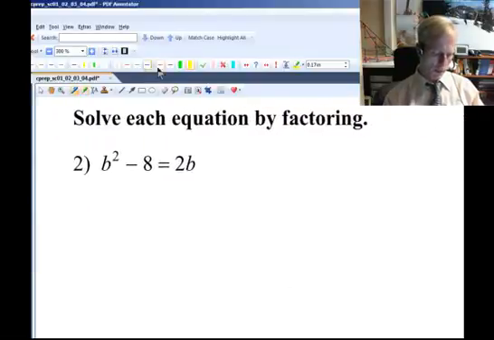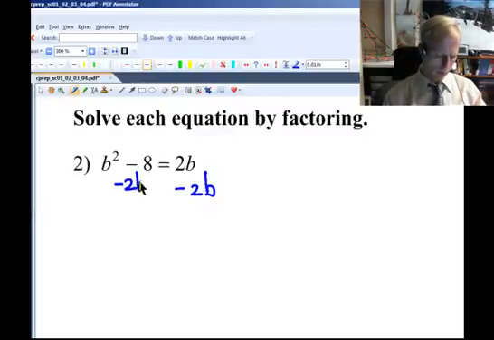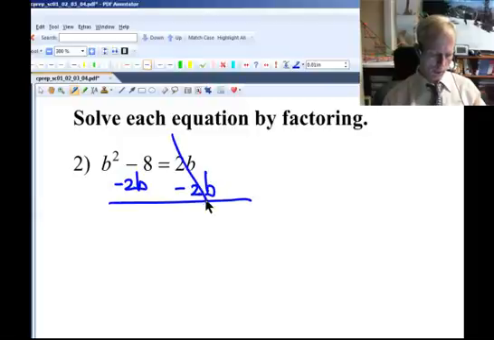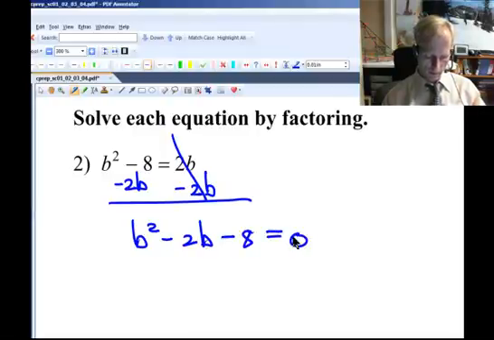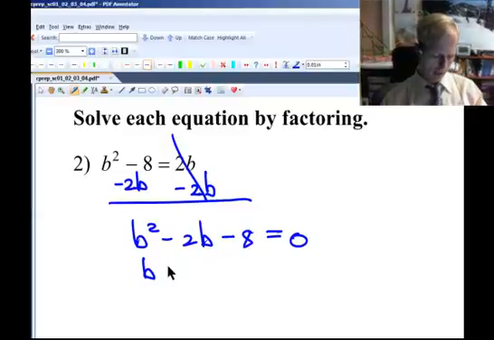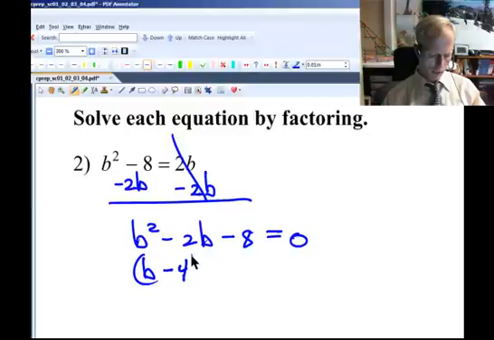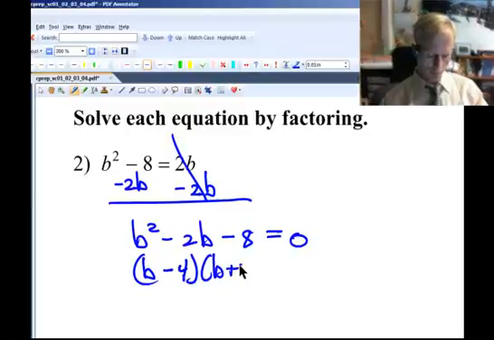Alright, in the next problem I'm actually asked to solve a quadratic equation by factoring. So to solve a quadratic equation by factoring, you always need to have a 0 on the right side of the equation. So that means I'm going to need to move the 2b over to the left. So when I do that, I get that. Now I need to factor. So let's see, two numbers that multiply to be negative 8 and add up to negative 2. That would be b minus 4 and b plus 2.